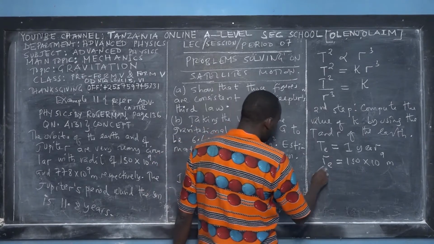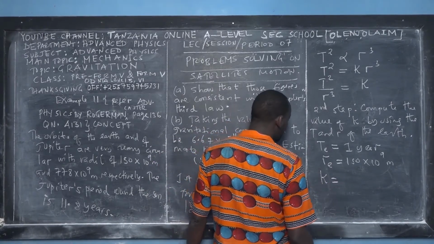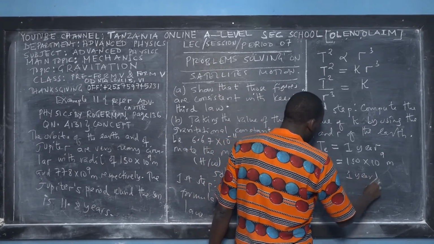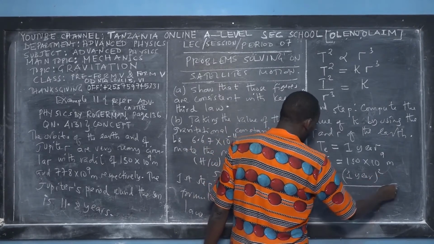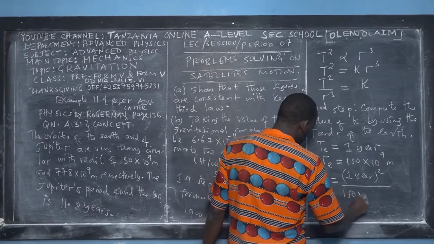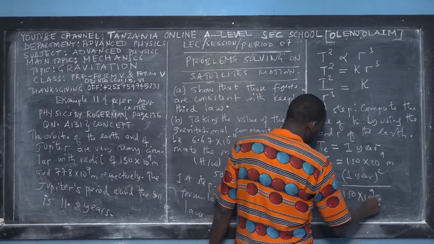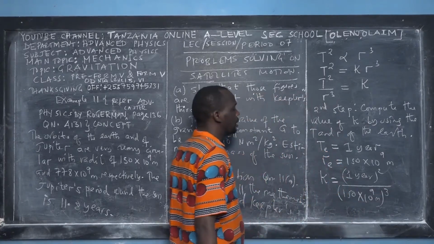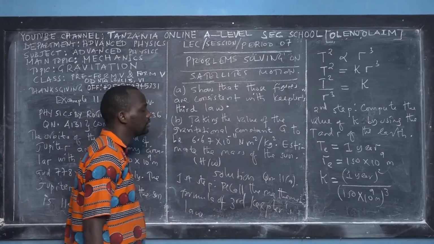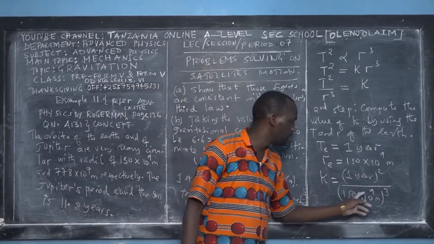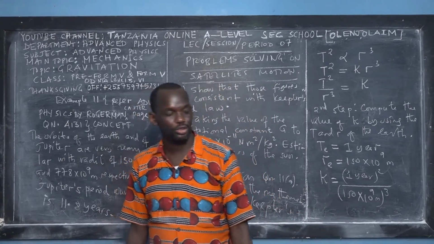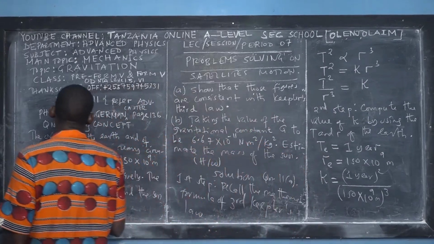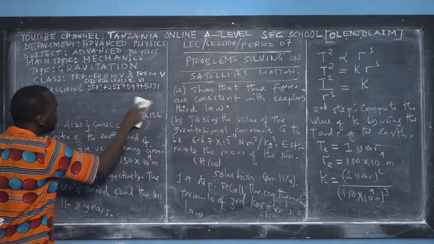So in case you want to find this proportionality constant, you take the period, which is 1 year, square it, and divide by 150 exponent 9 meter, cubed. You have to use your scientific calculator properly. The unit of K will be year squared per meter cubed. So use your scientific calculator to compute the value of that proportionality constant.